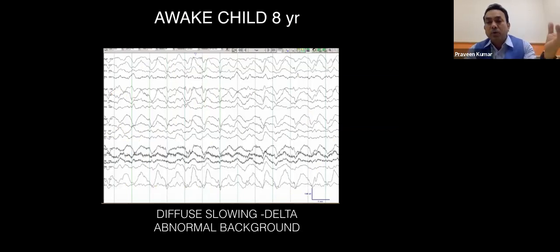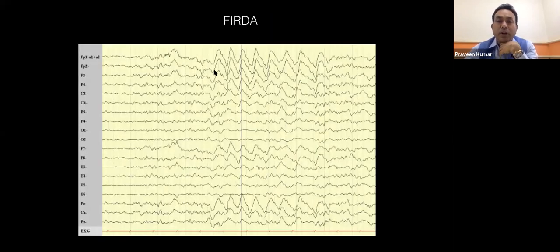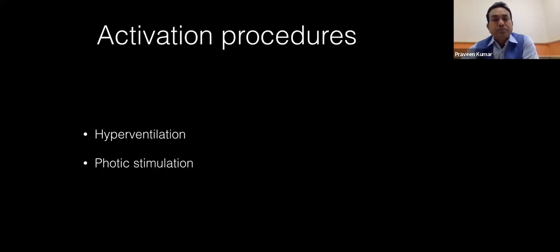As I mentioned to you before, if you're seeing a delta pattern in a child who is awake, 8 years of age, like you see in this child, that is abnormal. That suggests an encephalopathic state. Sometimes you can get occipital delta, like you see in these cases, that also may be abnormal if it is in the awake state. Sometimes you can get frontal delta, like in these ones, you see frontally delta waves, that can also be abnormal and suggestive of some metabolic encephalopathies.